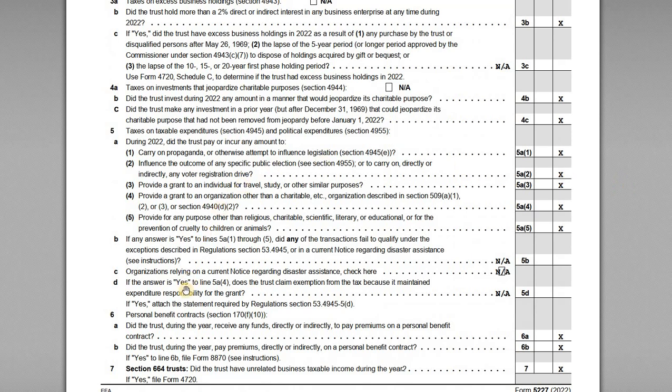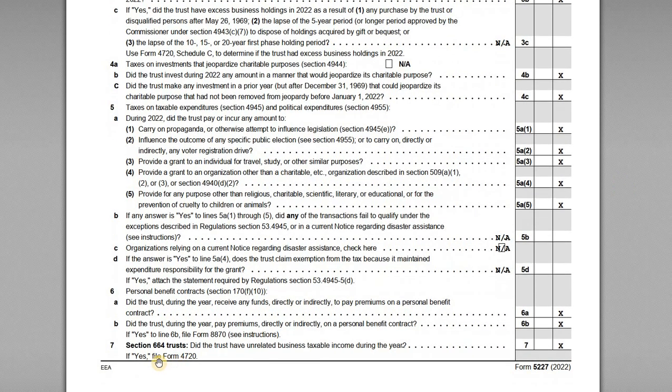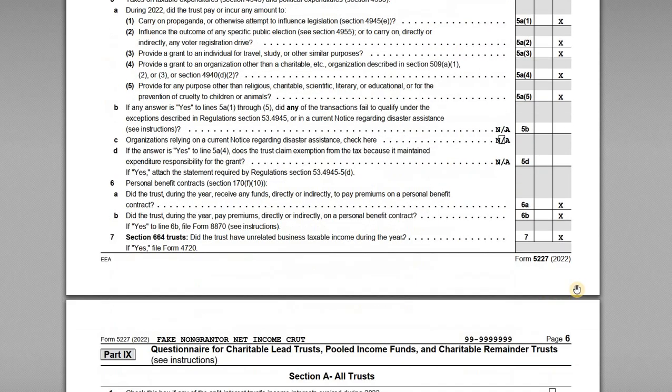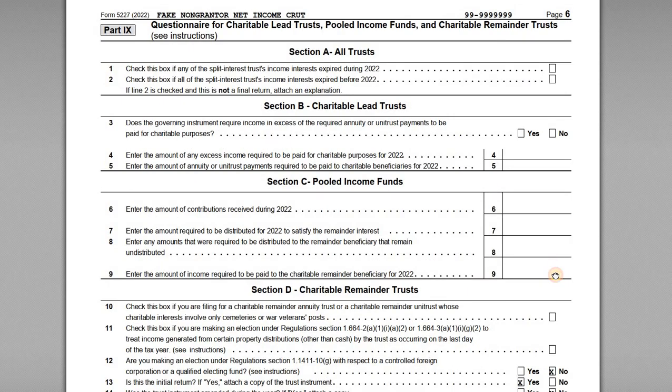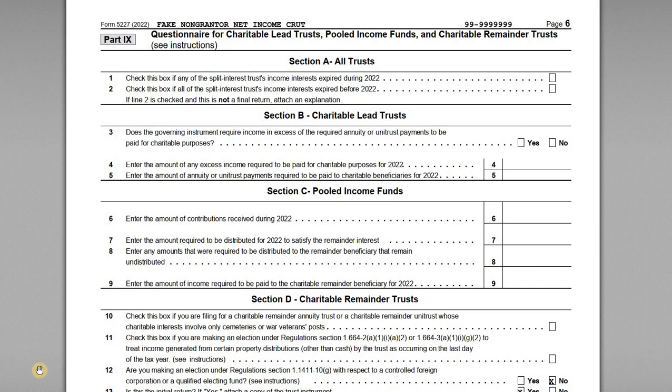Other things to be mindful of at the bottom here for section 664 trusts, so these are charitable remainder trusts. Do we have any UBI during the year? If you have unrelated business taxable income, tax-exempt entities like these charitable trusts or private foundations, other kinds of nonprofits, might have to pay some excise tax on this UBTI. In our case, no. We just had investments in publicly traded stocks, so we know that's a no for that question.